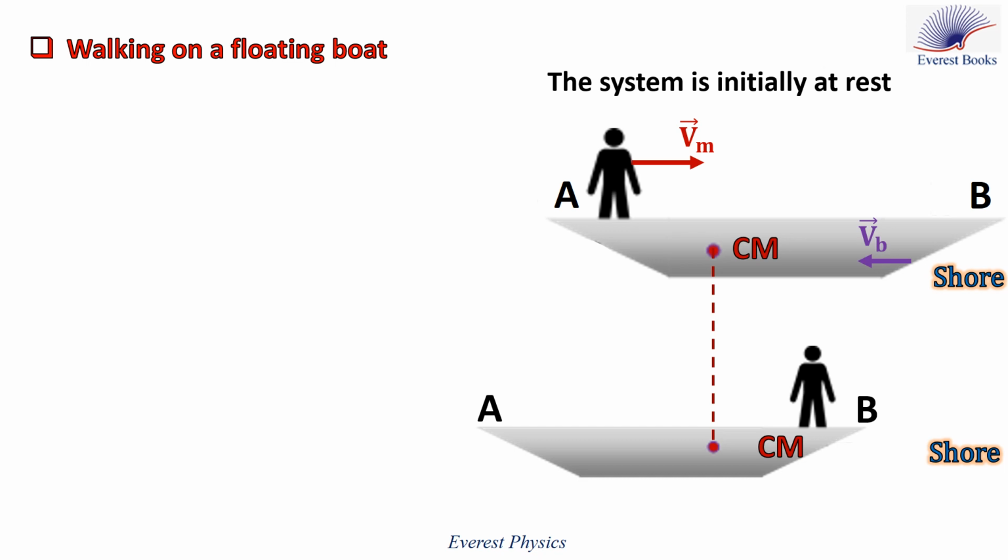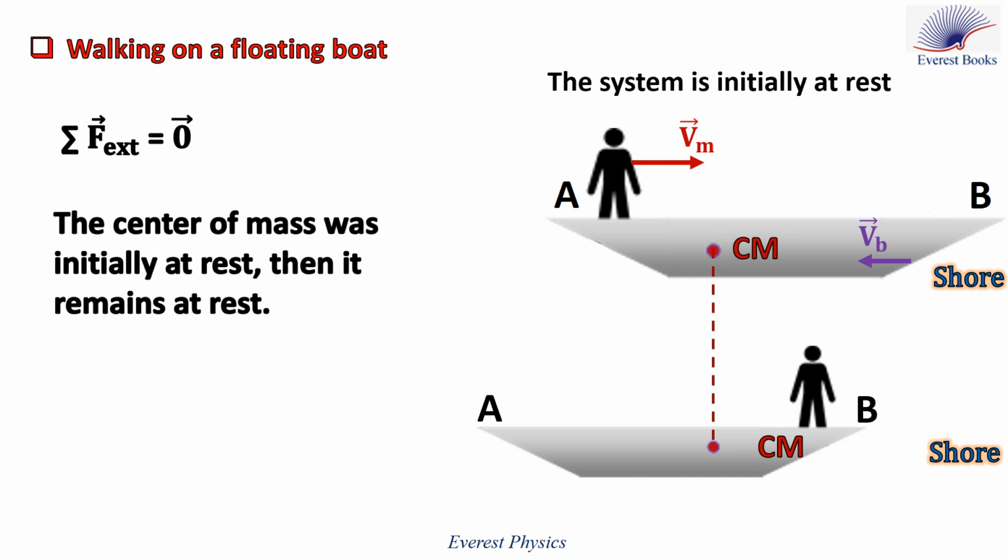The question: describe the motion of the center of mass of the system man-boat during the motion of the man and the boat. The external forces acting on this system are the weight of the system and the upthrust force acting on the system. Since the net external force acting on this system is 0 and the center of mass is initially at rest, therefore it remains at rest, so its velocity equals 0.